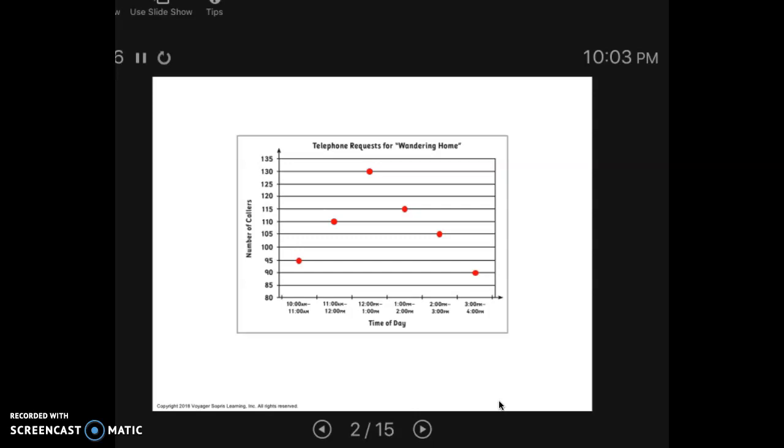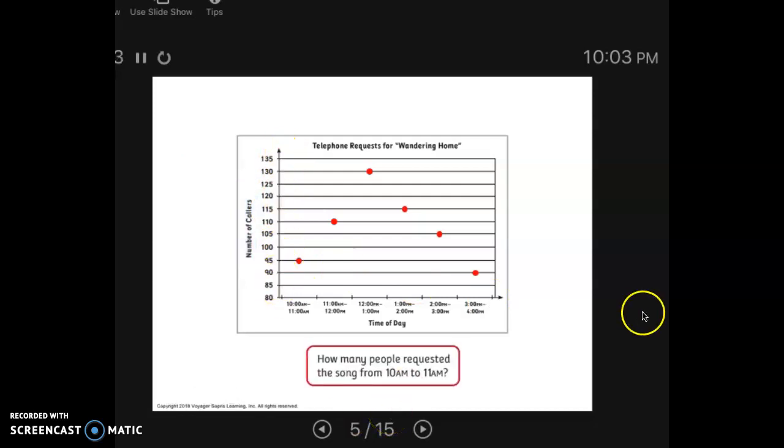this a dot graph. Normally bar graphs have the long vertical bars that go up to the specific numbers. So it's set up a lot like this with the X and Y axis. The horizontal axis on dot graphs shows the time of day for this dot graph, and the vertical axis shows the number of callers. Each dot represents the number of callers at a particular time of the day. To read the graph, we find the place where the time of day and number of callers meet.